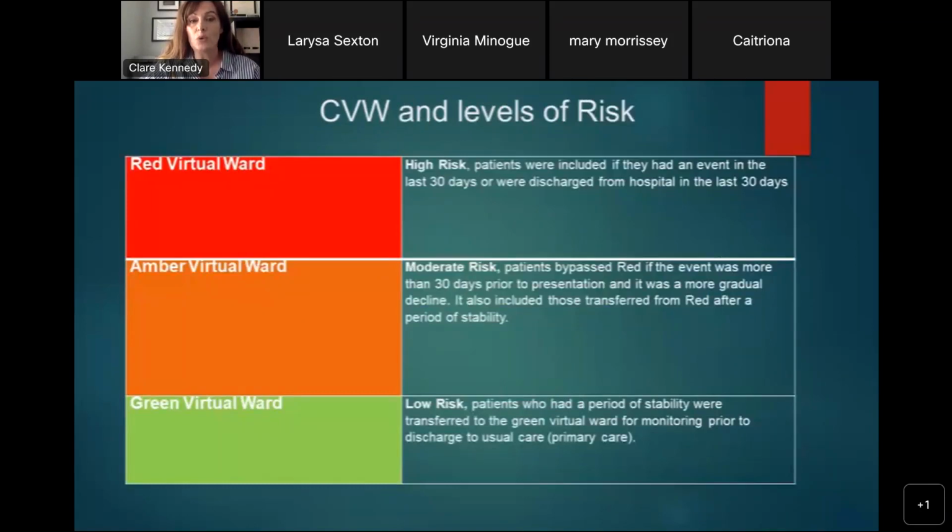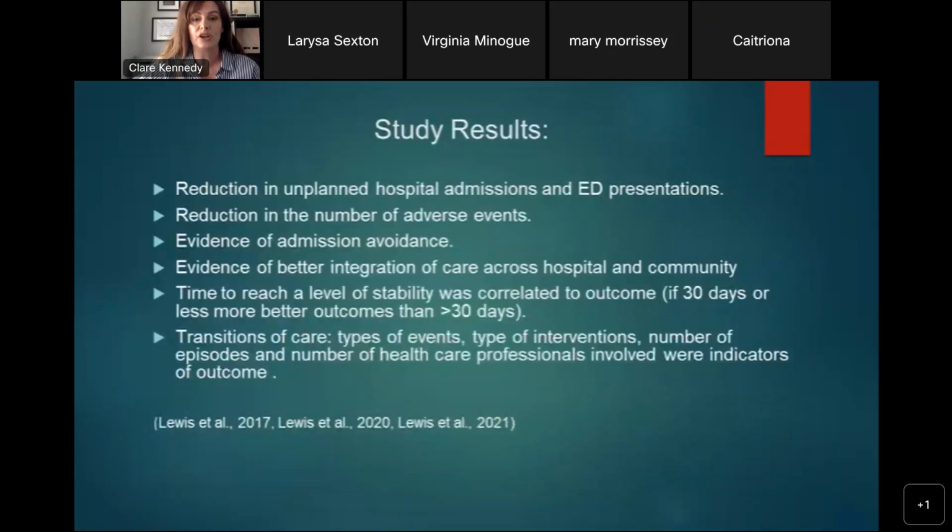The red virtual ward was for patients who were very high risk. They'd had an event in the last 30 days. Amber was moderate risk, so if this was more than 30 days, and it was more a gradual decline. And the green virtual ward was basically patients were transferred to this ward when they were being prepared for discharge, and this was working with the primary care team who would follow up once the patients had been discharged.